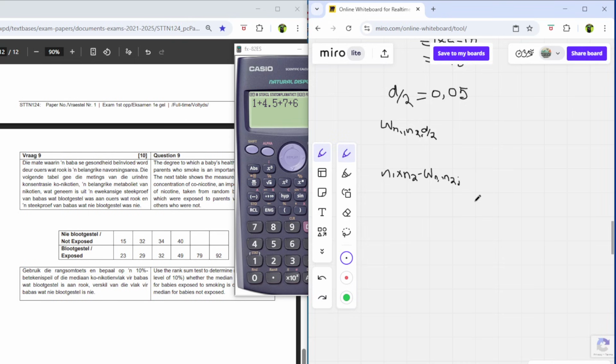Yo, this mouse, guys. Alpha over 2. So we need to find those two critical values.